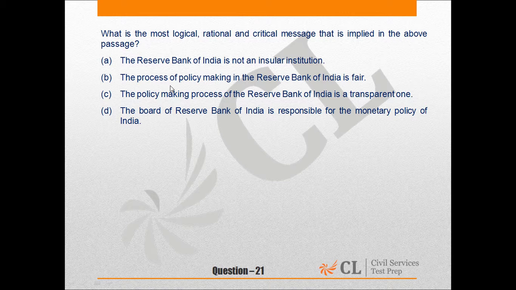B says the process of policy making in the Reserve Bank of India is fair. Now the word fair is not defined in the passage, so we can eliminate it. C says the policy making process of the Reserve Bank of India is a transparent one. Similarly, we can eliminate option C because the word transparent is not defined in the passage. D says the board of Reserve Bank of India is responsible for the monetary policy. Now we know from the passage that it is wrong. So if we can eliminate B, C and D, the only option left is A. So that's the answer.